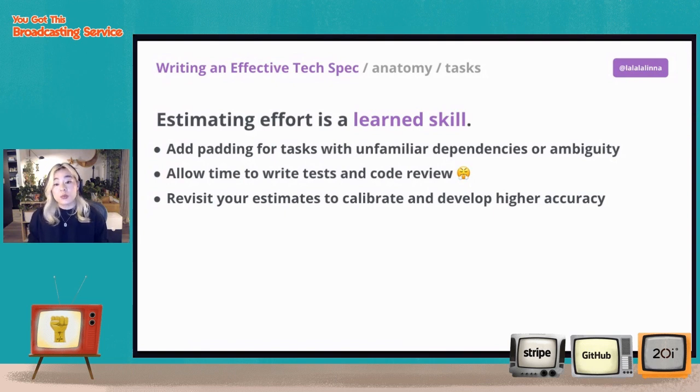You also want to revisit your estimates and calibrate: what tasks did you overestimate or underestimate? Doing this will allow you to develop higher accuracy and to take those learnings into the next project that you plan. It's definitely a skill that takes a lot of time to develop. It's kind of tricky and seems like it would be easy, but a lot of times people underestimate a lot. So that's a little tip.